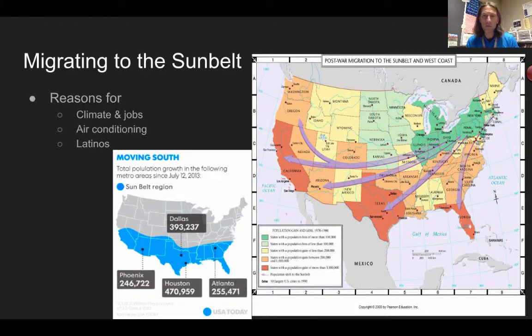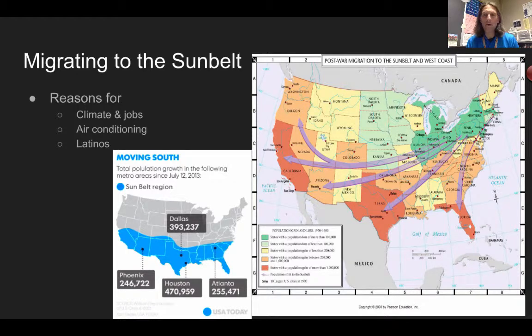So the West Coast is going to be technology. You're going to see manufacturing in the South. And so these people are going to leave the North and the East and move to the Sun Belt for job opportunities. You've also got air conditioning becomes more widely available, which helps you deal with the hot climate.